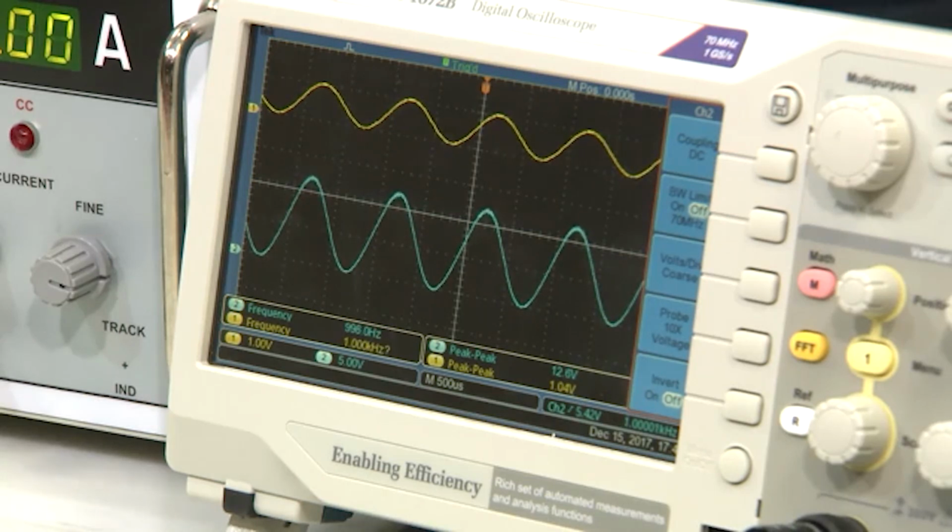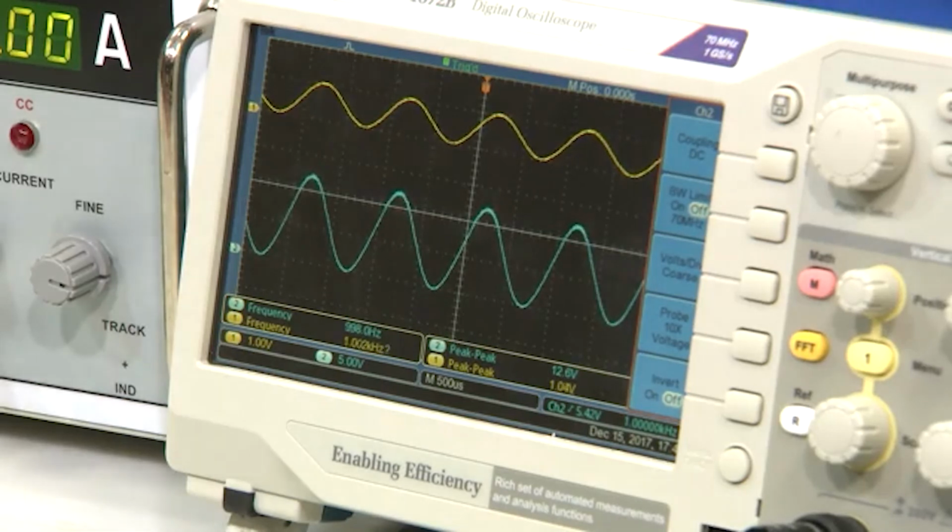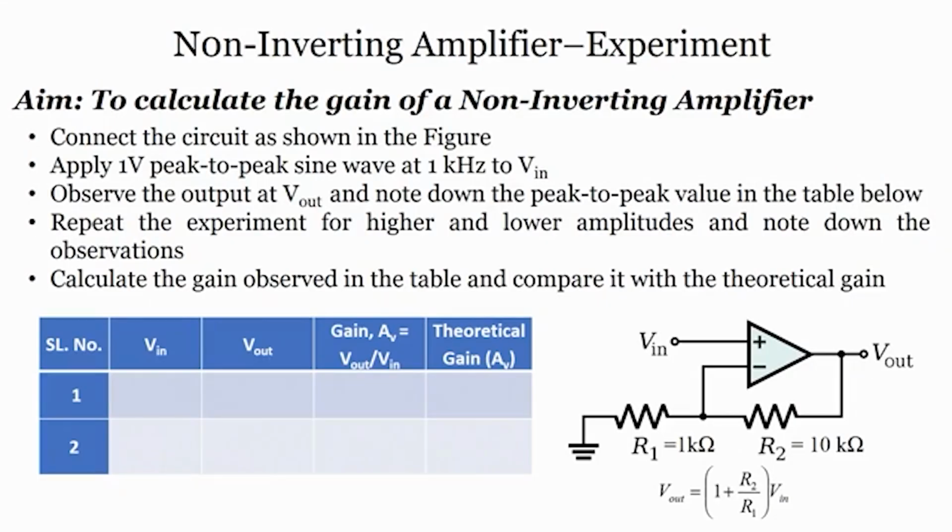So once we know this, we can go back to our table on the screen and note down the values. What is V in? 1.04. What is output? 12 volts, right. What is V out by V in? 12 divided by 1.04, that is your gain. So easy. Theoretical gain is 1 plus R2 by R1.